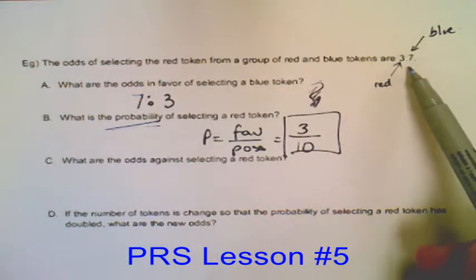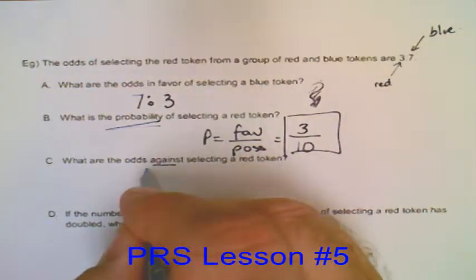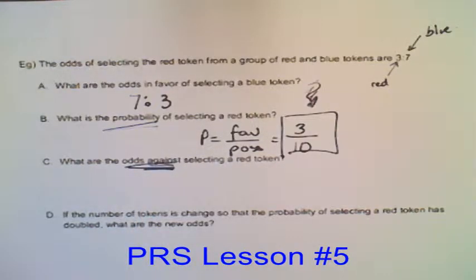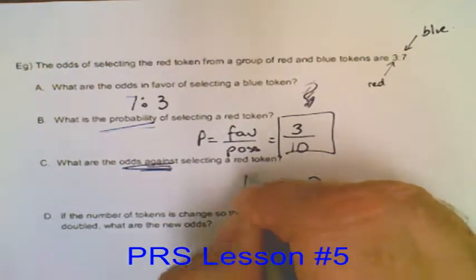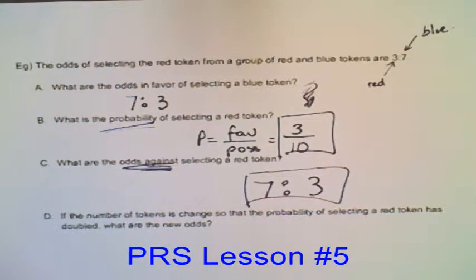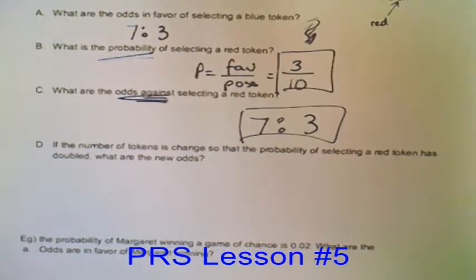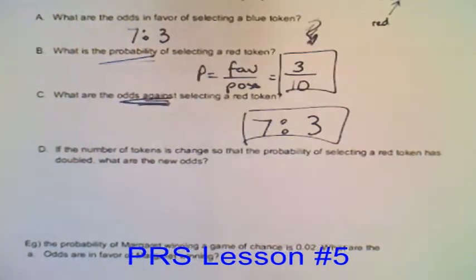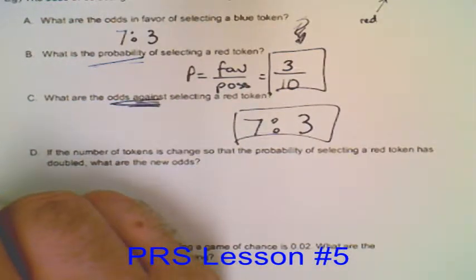What are the odds against selecting a red token? Well, if you're not selecting a red token, you're selecting something else. From here, I know there are 3 red tokens, 7 something else's. Now, in this case, they're blue, but there are 7 something else's. So the odds against selecting a red token. Okay, there are 7 non-reds, 3 reds. It's 7 to 3. Okay. Now, you can just keep going with this sort of idea. Okay. Once you get comfortable with odds and probability, then question D becomes a possibility.